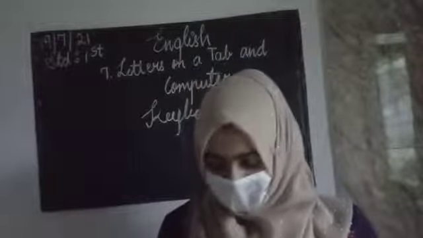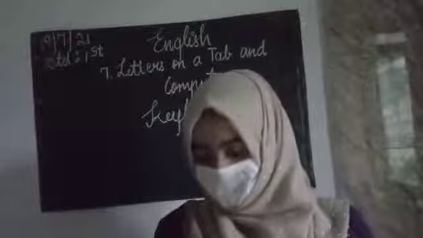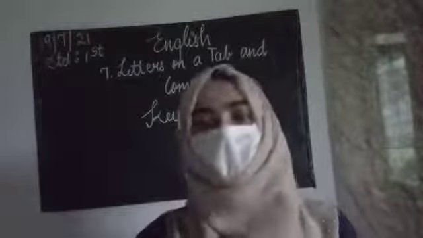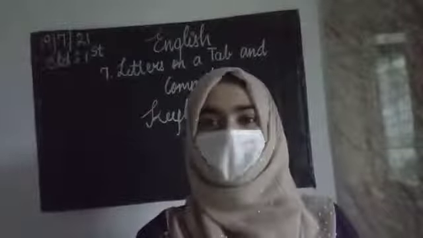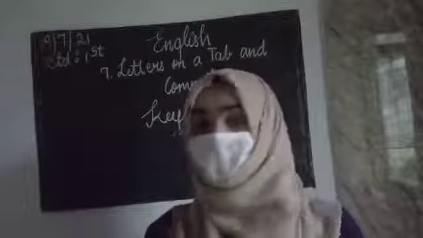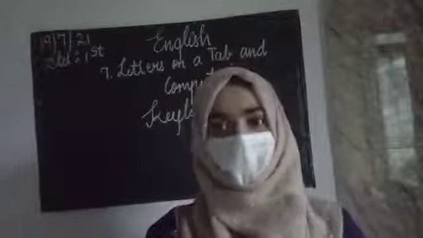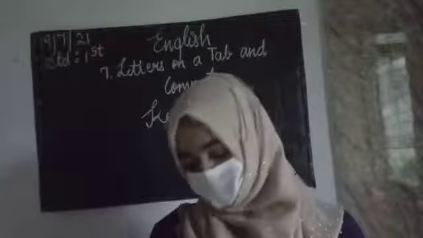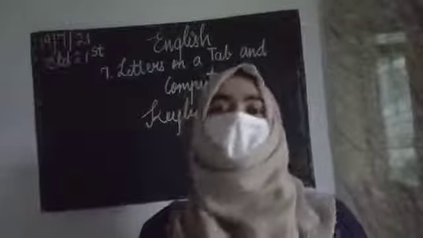So now look, you understand what the lesson is about. It is about the letters on a tab and computer keyboard, meaning how the letters are arranged on the tab and computer keyboards. How are our alphabets arranged? A, then B, then C. But not in a phone or a computer keyboard. How are they arranged there? First Q, then W, then E, then R, then T. In such a way they are arranged.